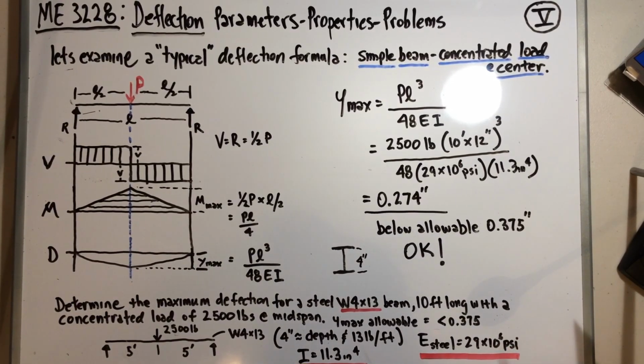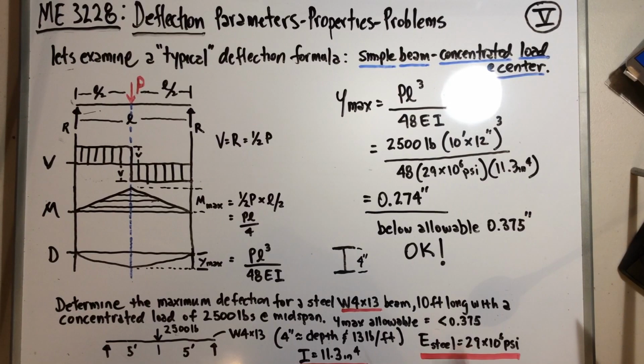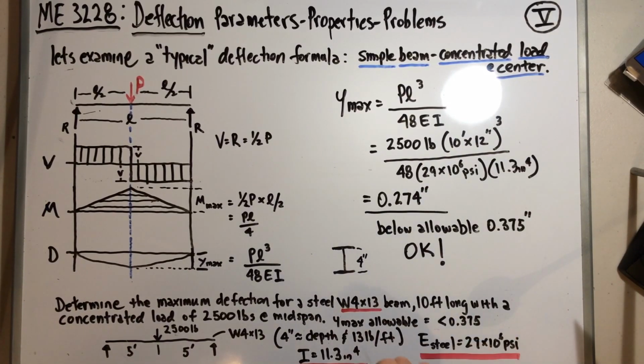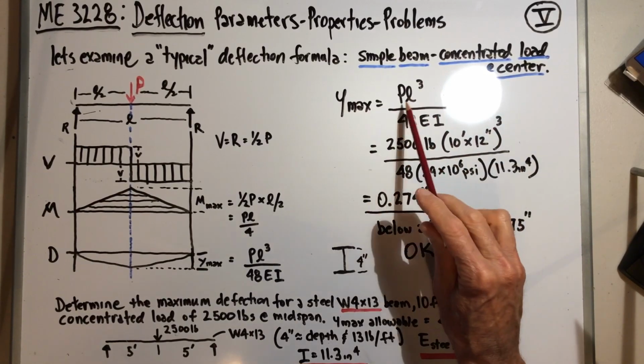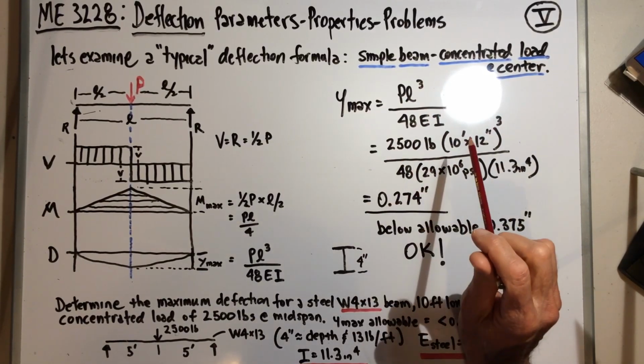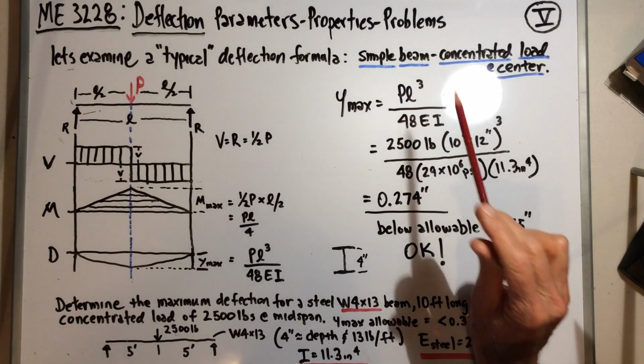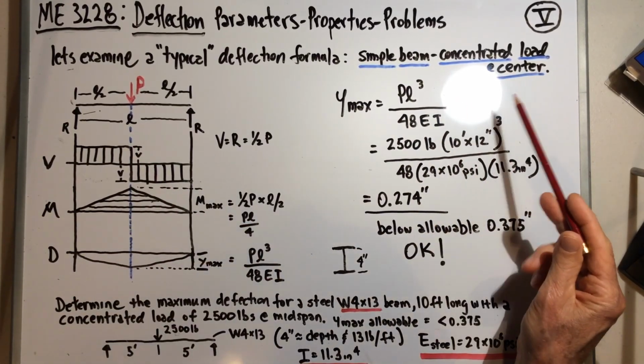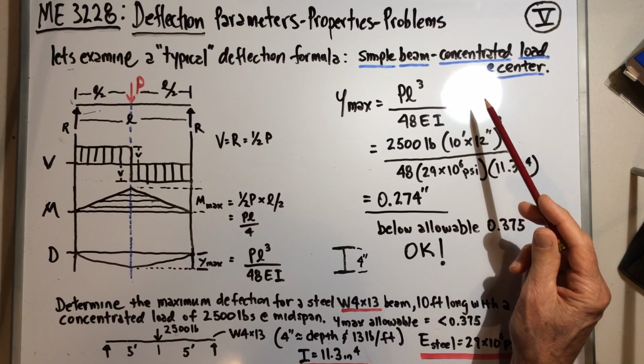Some people just round it up to 30 or 30 million psi. Be that as it may, these are the two variables within this equation that we know based upon what the material is and what the shapes are. So this is what we do. We just plug this in, and P, of course, is 2,500 pounds. L is the overall length. Now that's 10 feet, but of course we have to keep our units straight and compatible.